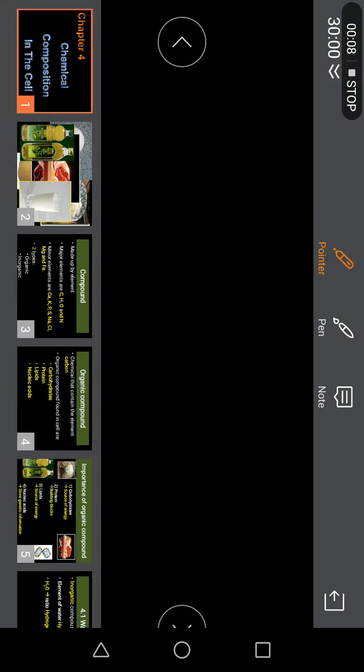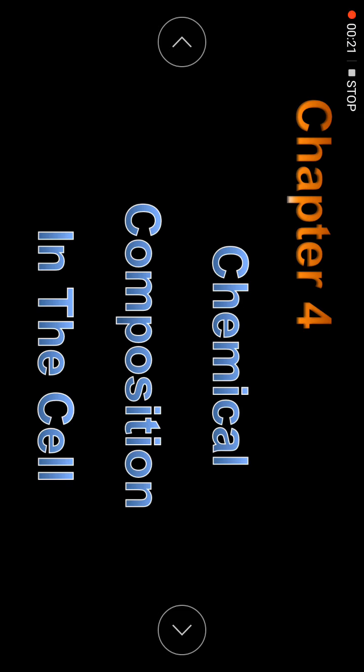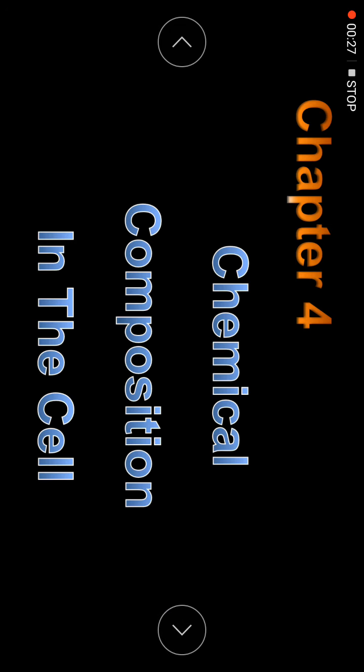Okay, right. Today we're going to start with this explanation on chapter 4, which is the chemical composition in the cell. So I believe you all have done your revisions. Okay, so you have read up. So what we do here is just to explain certain parts that you might have missed out or are not so clear about. Okay, so let us see.